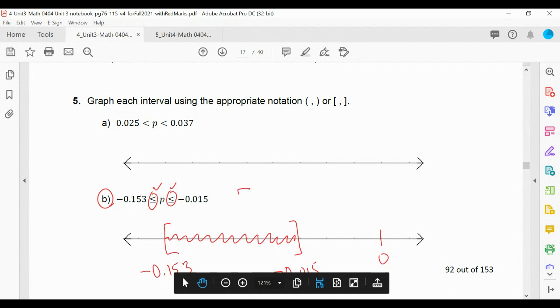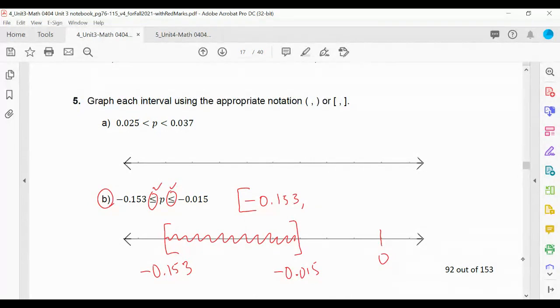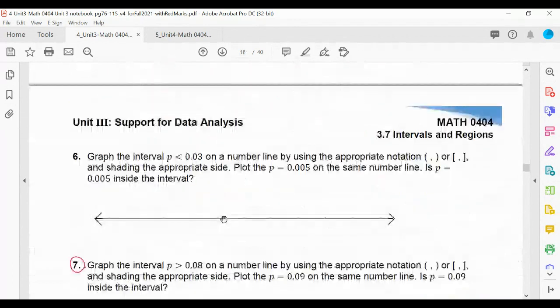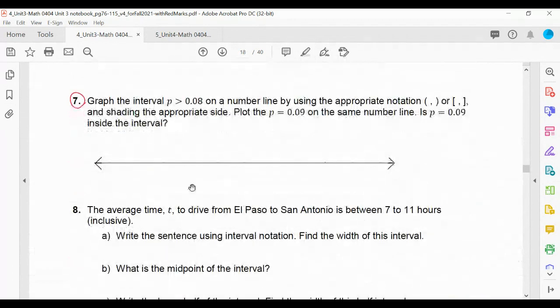If we were to write it as an interval, that would be negative 0.153, comma, negative 0.015, and square brackets because they both have an equal sign. If one doesn't, then it's a parenthesis on that end. Okay, so continue to work on those.